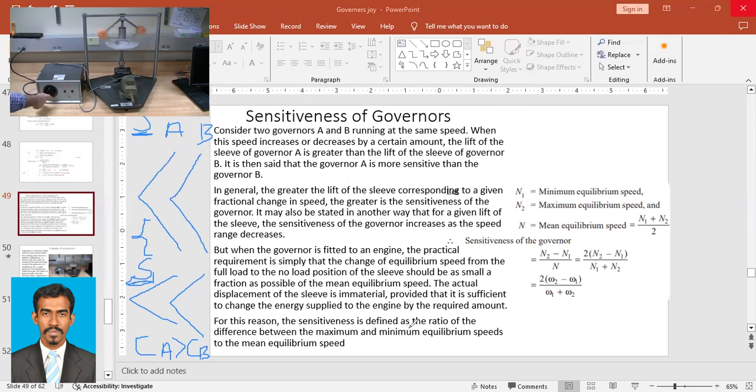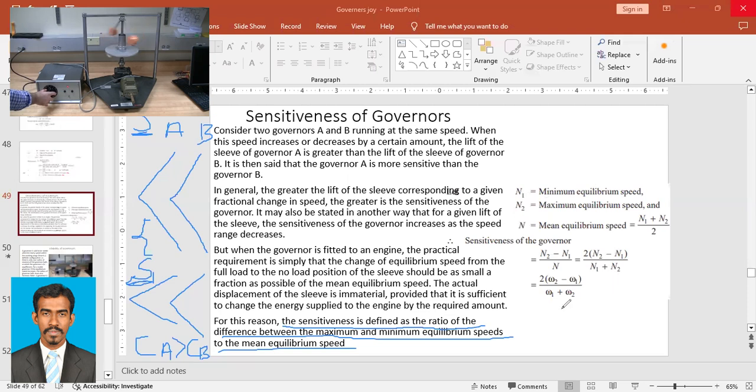For this reason, the sensitiveness is defined as the ratio of the difference between the maximum and minimum equilibrium speeds to the mean equilibrium speed. Now it's a definition. Sensitiveness is defined as the ratio of the difference between the maximum and minimum equilibrium speeds to the mean equilibrium speed. So we know there is a mean equilibrium speed, a minimum equilibrium speed, and a maximum equilibrium speed. This sensitiveness is the ratio of these.